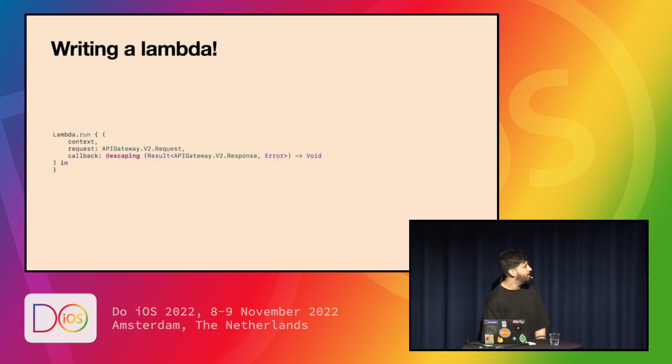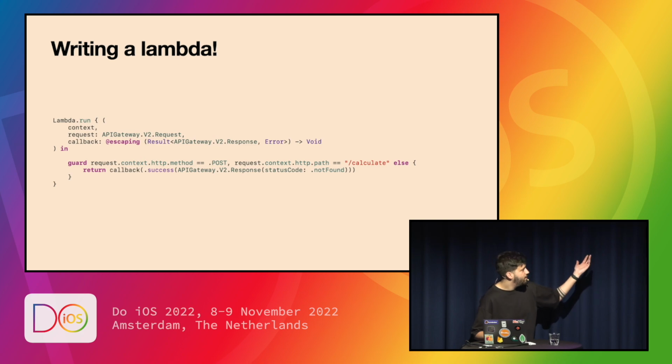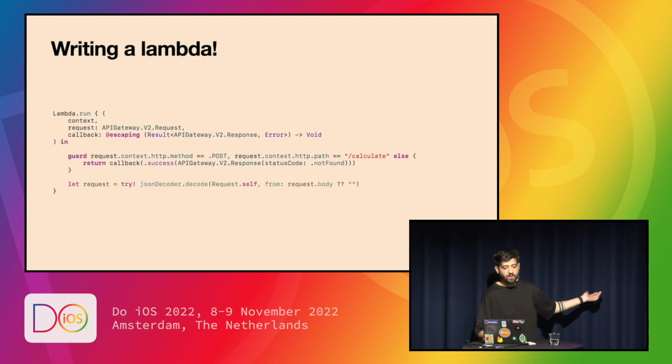So let's just run the Lambda. It's literally as simple as that, with a few missing imports. You just need to call Lambda.run. You get a request, in this case from API gateway, and you've got a callback. It's an asynchronous operation. You have to call the callback with success or failure. So in this case, I guard that the method is POST in the request and that I'm going through the right path.